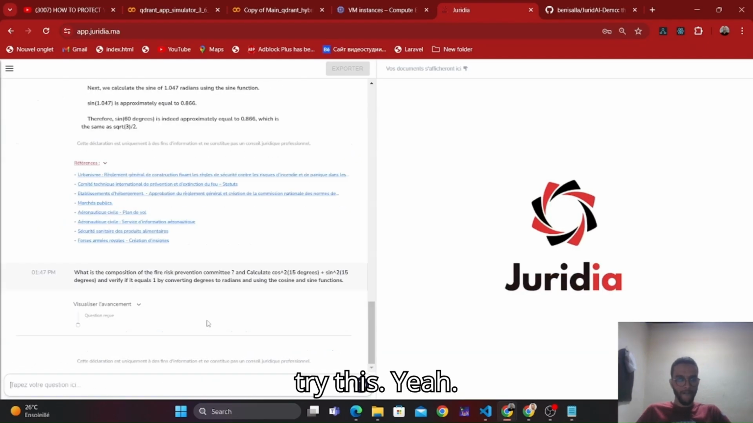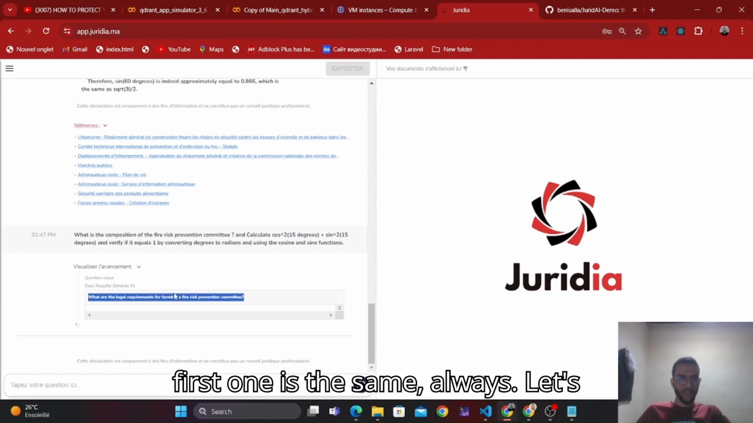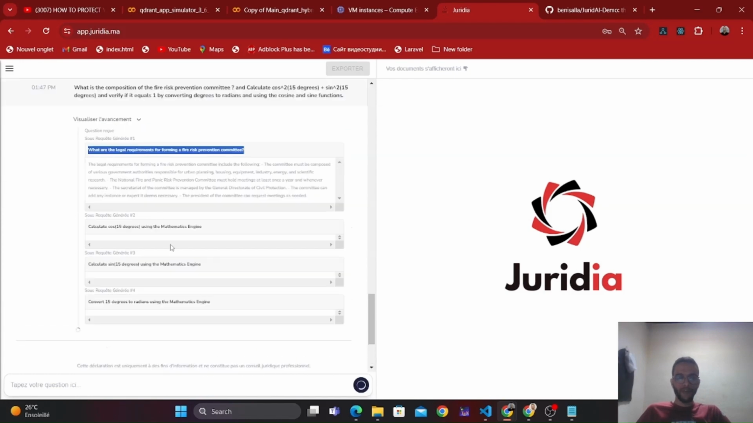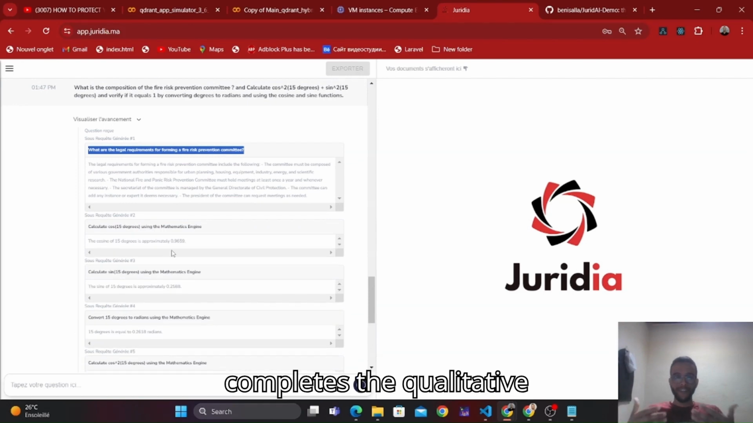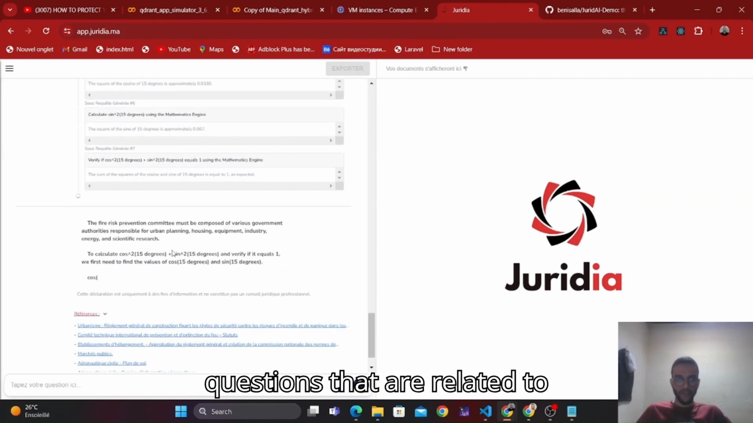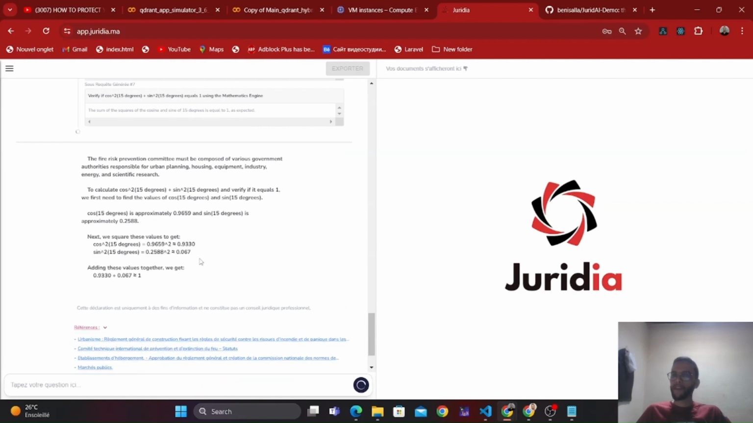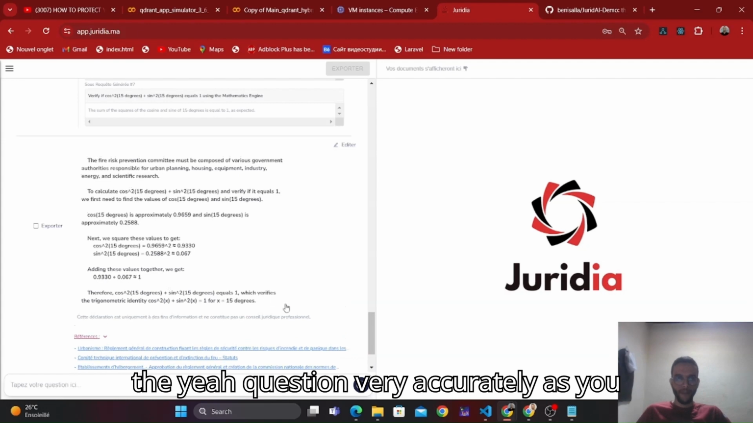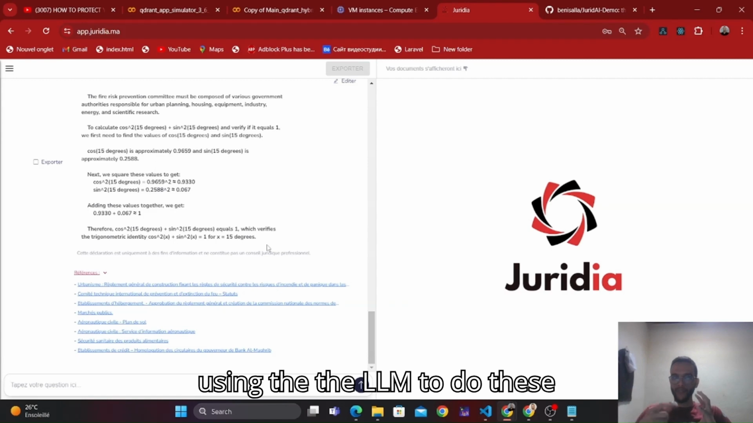Let's try this. The first one is the same, always. Let's just see the math operations. When our system completes the qualitative questions, it goes to quantitative questions, which means questions related to calculations and all that. As you can see, it answers the question very accurately, because we are not using the LLM to do these calculations. We are using some tools.